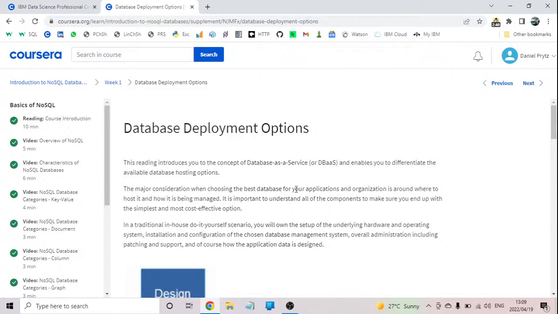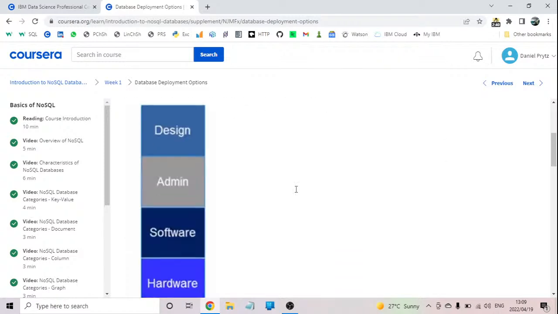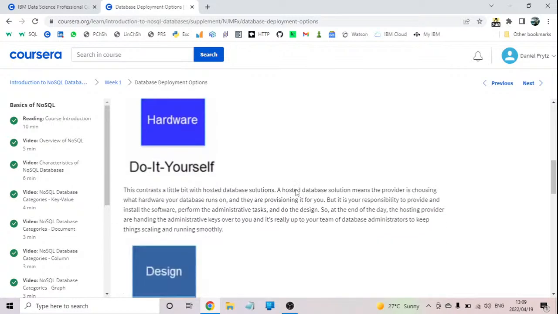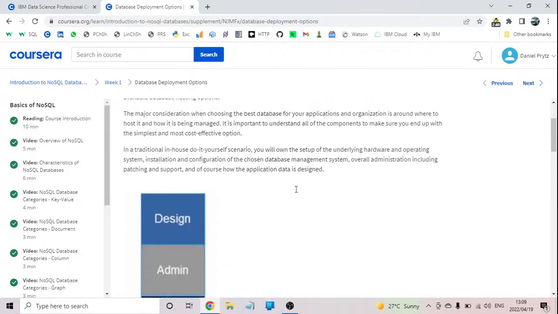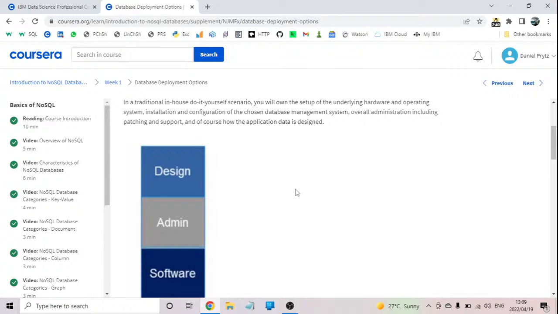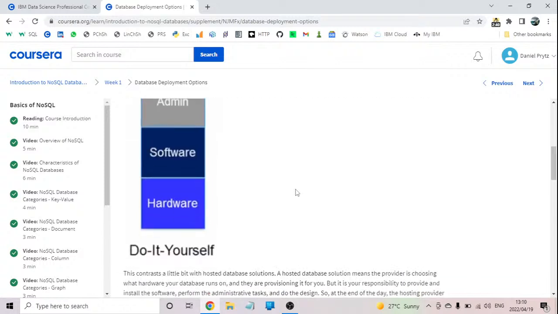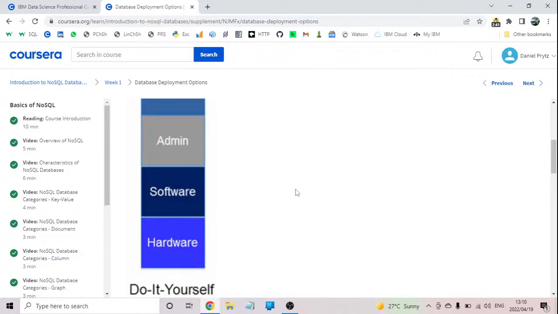Okay, so this is do-it-yourself. Have it on the side. Okay, I have it on the side. Okay, hang on. So this is do-it-yourself. Let's look at do-it-yourself.